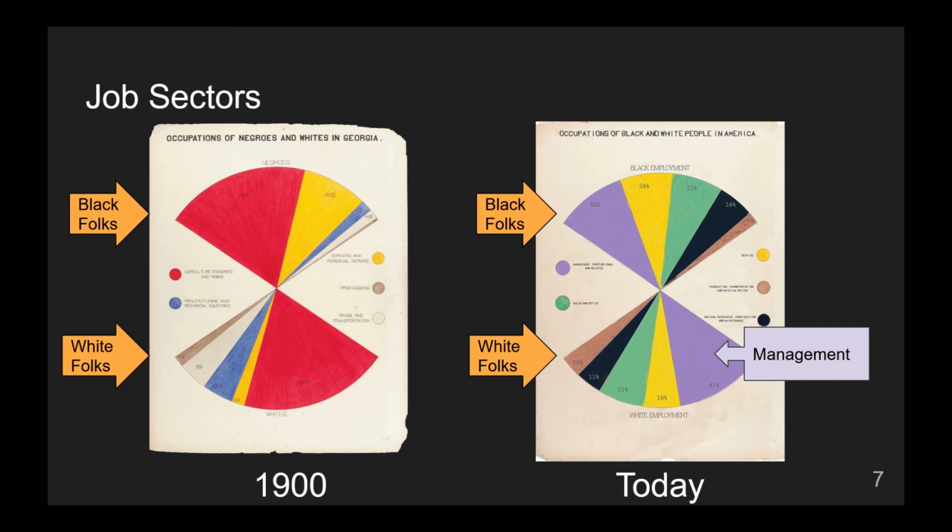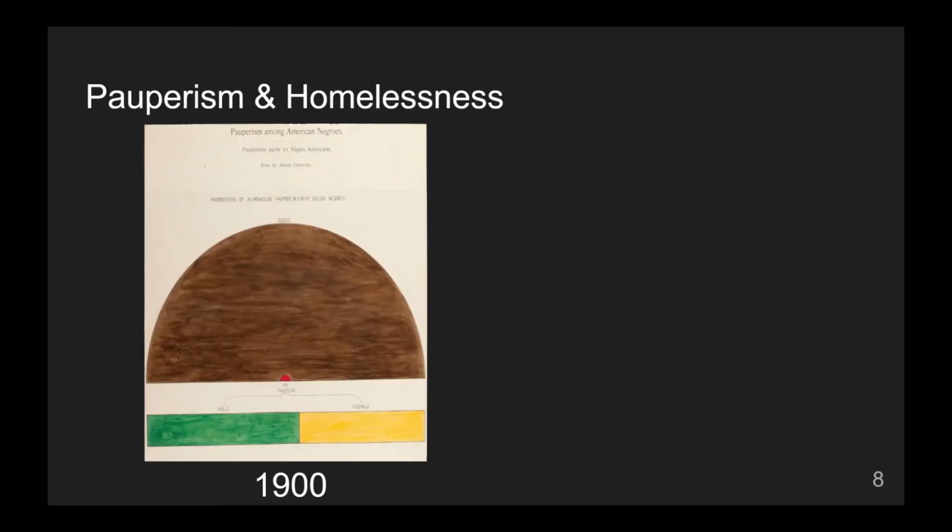We can also see a continued disparity in the one category that remains consistent between these charts, which is domestic and personal service. Here we see that 24% of black folks are employed in domestic and personal service, while 16% of white folks are. A disparity in job opportunities directly perpetuates these cycles of systemic oppression. We can see these cycles of systemic oppression even deeper in this next chart.